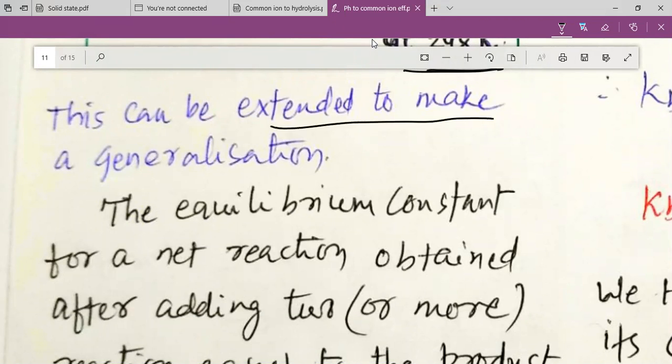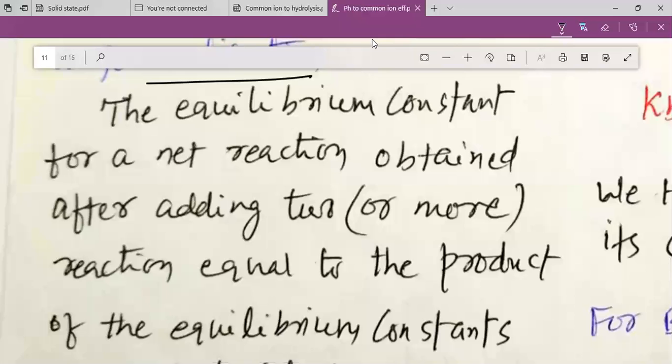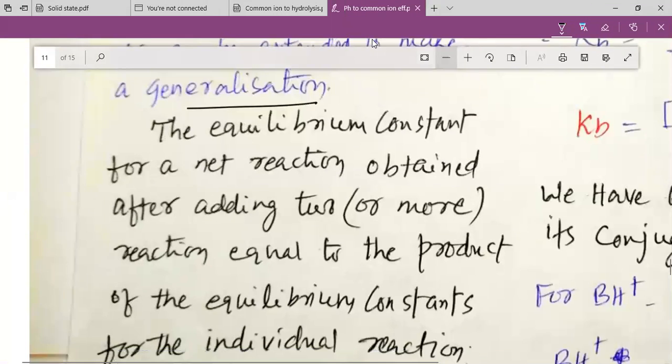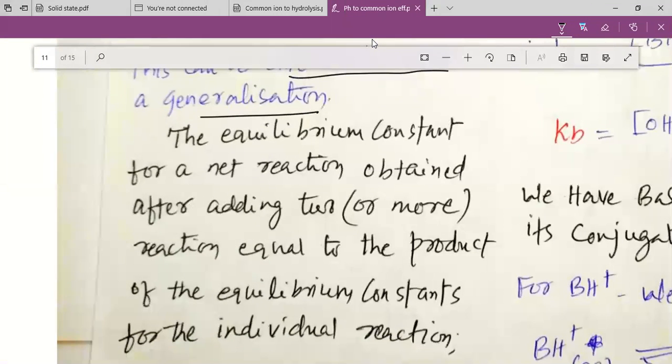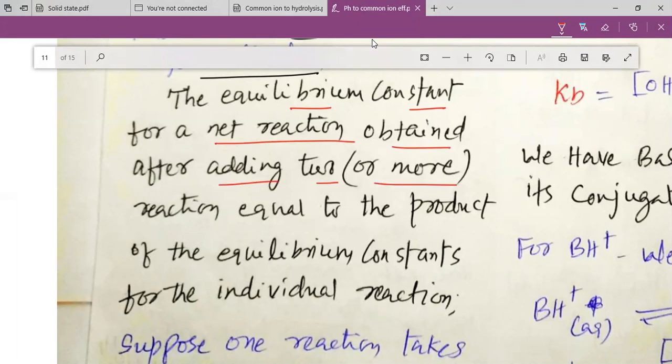This can be extended to make the generalization. Now whatever we have understood, we can write in a general form. Let us see what is the generalization for this. The equilibrium constant, my dear students, for a net reaction obtained after adding two or more reactions is equal to the product of the equilibrium constants for the individual reactions.